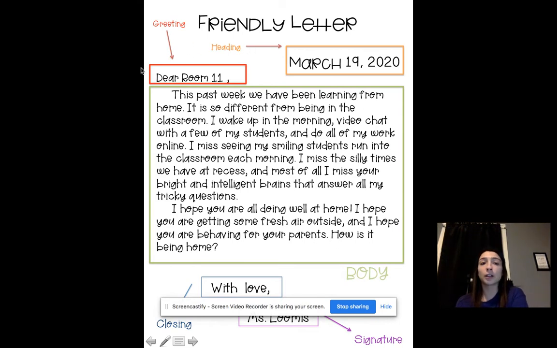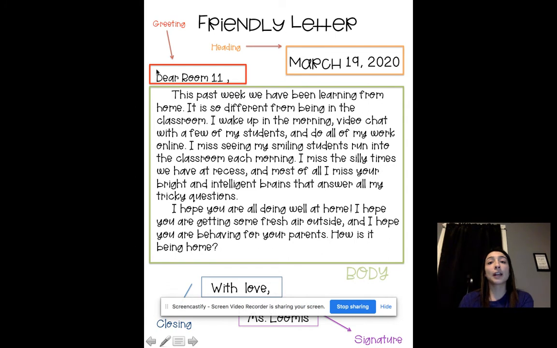The next part is the greeting. So it's the greeting to whoever you're writing to. So I wrote mine to you guys. So I wrote Dear Room 11. You could write good morning. You could write good afternoon. And you're addressing whoever you're writing it to. So if you're writing a letter to your mom, you would say dear mom. If you're writing it to your dad, you would write dear dad, and same if you're writing it to a friend, you would write dear your friend's name.